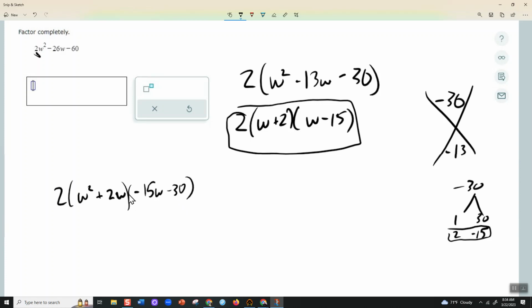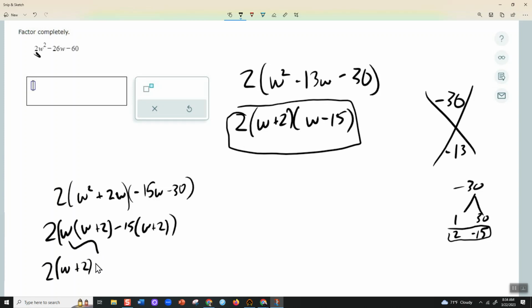And then we would factor by grouping there, and we get 2 times w times w plus 2 minus 15 times w plus 2, and then you would get 2 with that common binomial of w plus 2, and then we'd have a w here and a -15 here, and we get the same answer there. However you want to do it. I obviously prefer the shortcut because it takes less time.